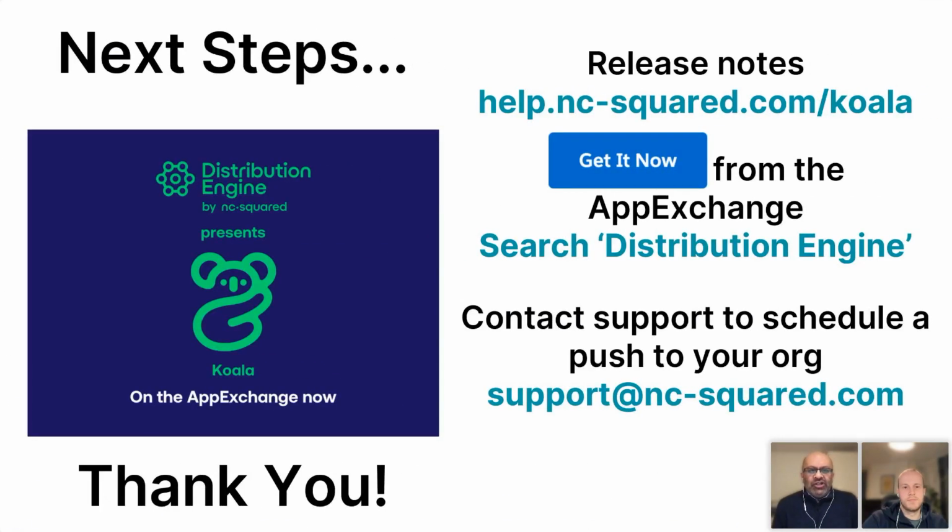And speaking of which, there are three main next steps that I'd like to point you towards. First of all, whether you've already installed or have that scheduled in the next few weeks, I'd encourage you to check out the release notes on our knowledge base. Simply go to help.nc-squared.com/koala. That has details of all the features that you've seen today, as well as a full guide to the update procedure. Next up, if you're ready to upgrade, you simply need to go to the Distribution Engine App Exchange listing and hit the Get It Now button.